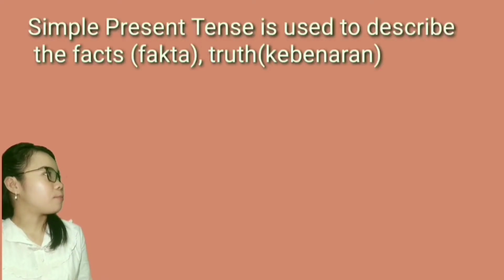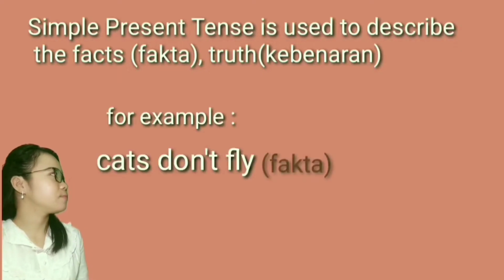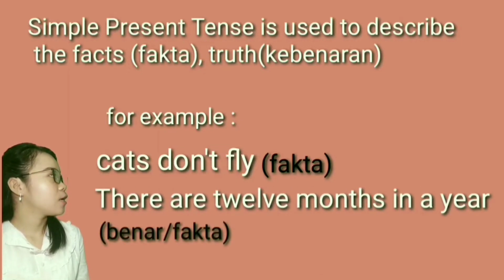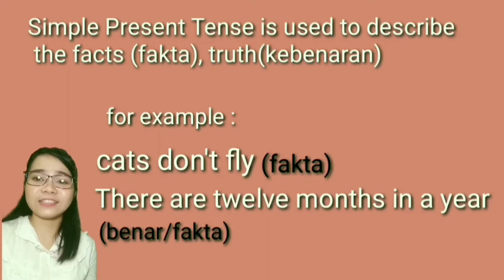Simple present tense is used to describe the facts and the truth. For example, cats don't fly. There are 12 months in a year. These two sentences, everybody knows cats don't fly, and there are 12 months in a year, so we call them facts.